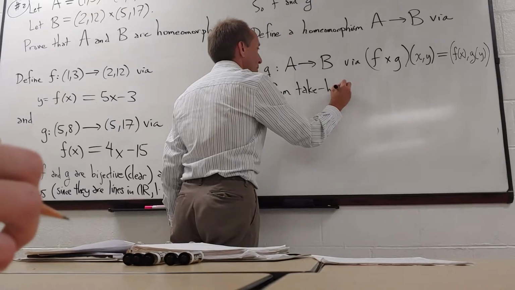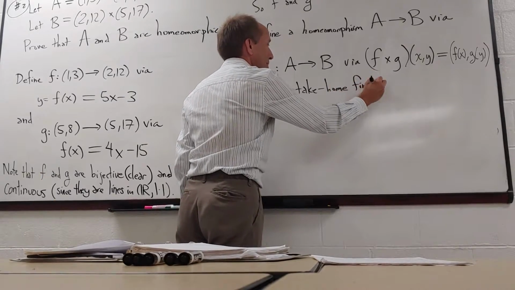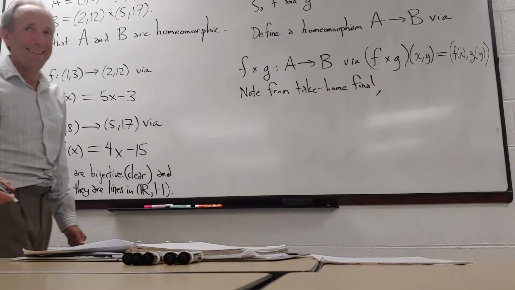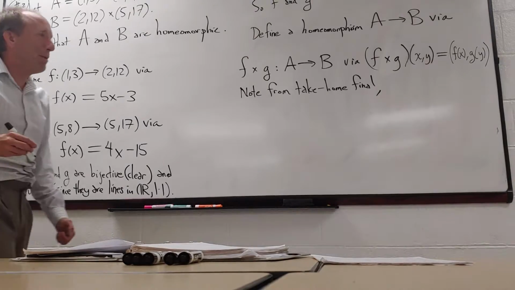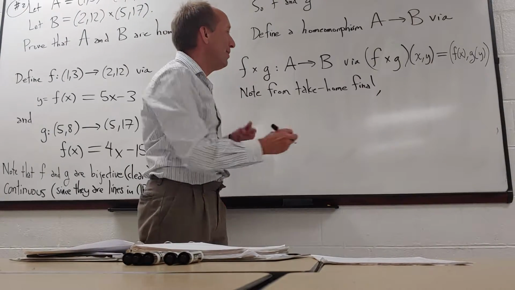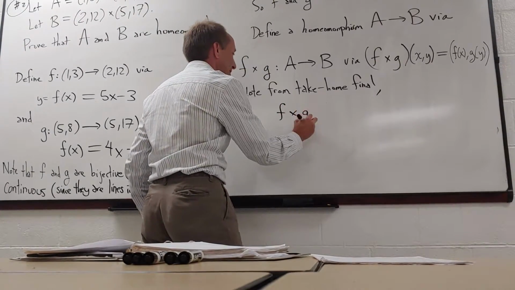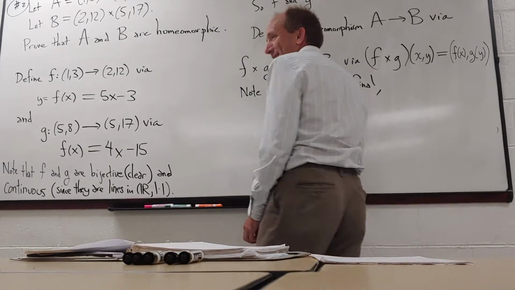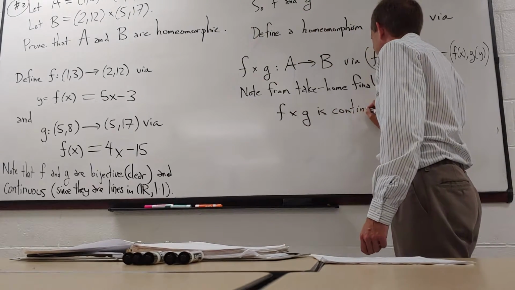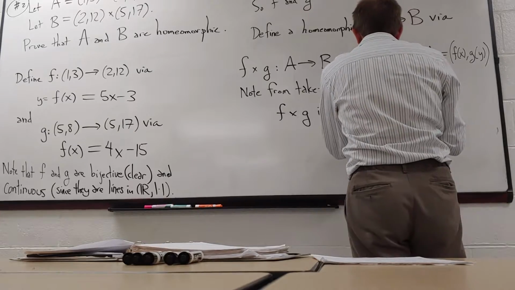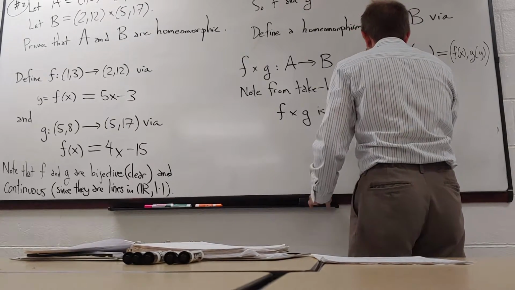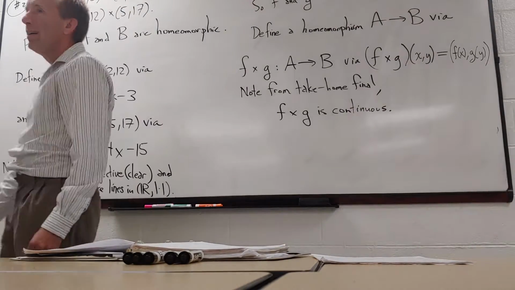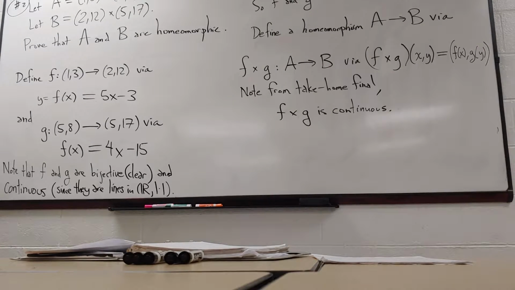Could you explain it though? Nice try. From the take-home part of the final, F cross G is continuous. Okay, so we got that. Did you prove anything else on that question? I can't remember. Did you have to prove it was a bijection? I just said prove it's continuous.